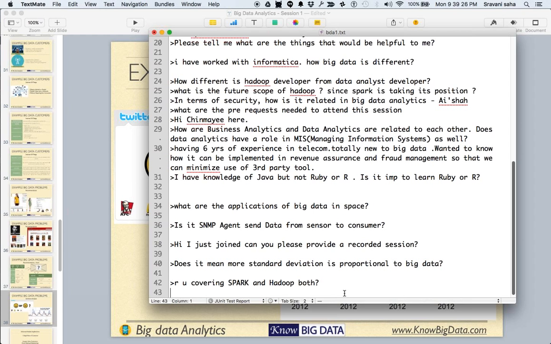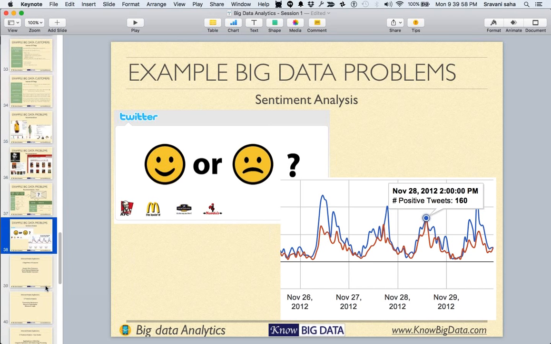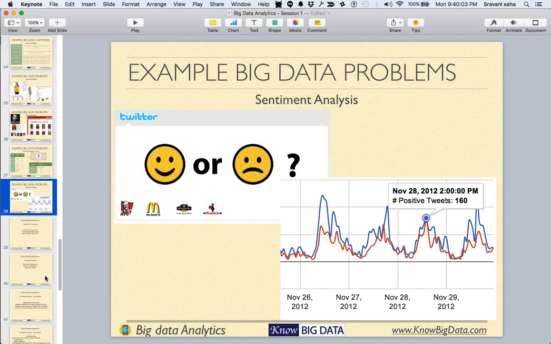Whatever is required for analytics we will cover, but there are other courses we have. One is for Hadoop development, the other is for Spark development. We will cover those in detail in those courses. In this course, you won't require much of a programming language, but knowing SQL or databases will be an added advantage. All right, great. So here we are talking about big data analytics.